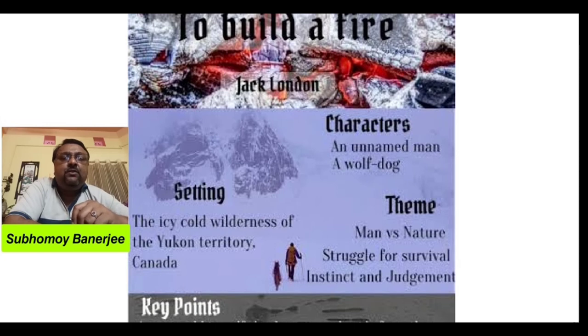Setting up the story: the icy cold wilderness of the Yukon Territory, which is situated in Northwestern Canada. So you can look up the physical map of Canada and see this particular area. Now the themes: there are three basic themes on your screen, man versus nature, struggle for survival, and instinct and judgment. Apart from this, the theme of adventure also. You can refer to the themes given in your workbook, because everything is explained in detail, also the setting and the title. Please study these aspects of the story from the workbook.